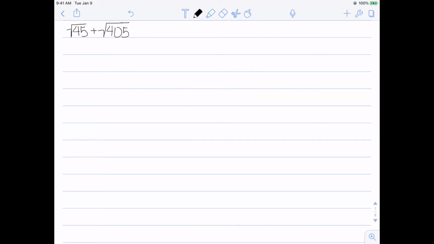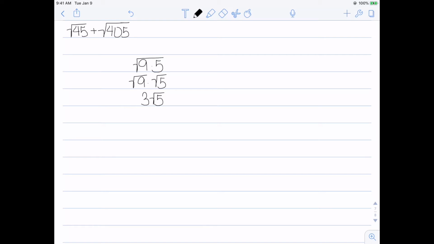The next thing I want to look at is actually adding roots. And in order to do this, since we can't just combine them, we need to actually try to simplify them first. So let's start with the square root of 45. We know that 45 is 9 times 5, which we can break up as the square root of 9 times the square root of 5. And we know the square root of 9 is 3. So that term becomes 3 square root 5.